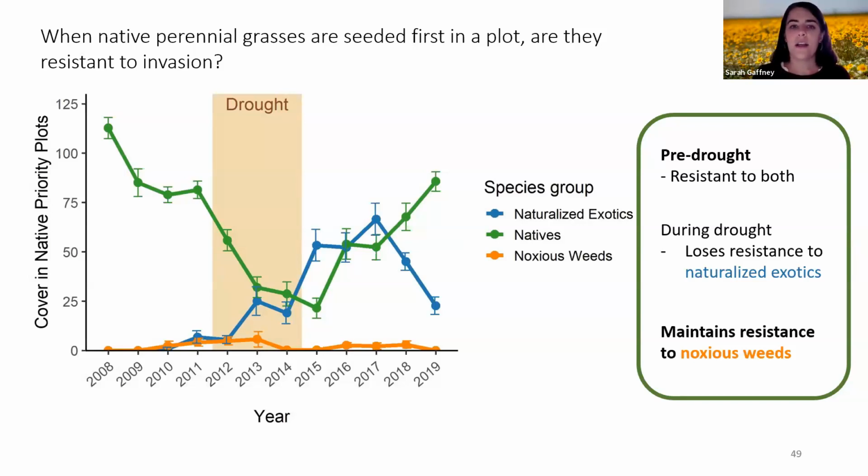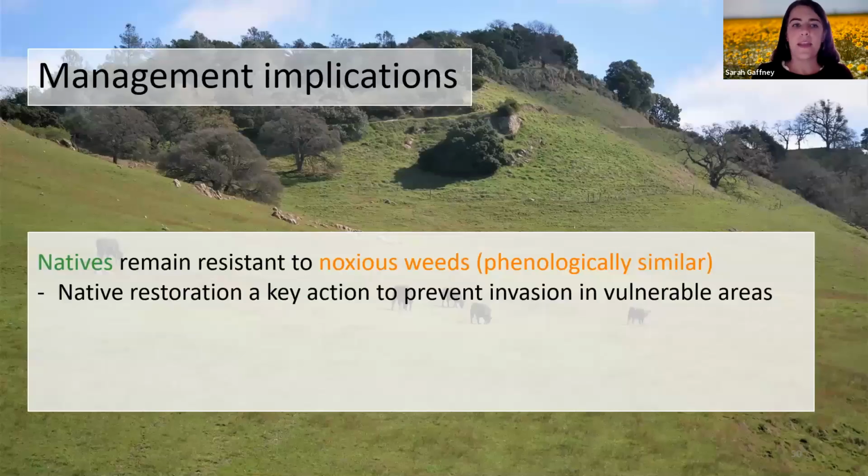And so that really does show that we can do management based off of phenology, so based off of when these different grass groups are flowering. So yellow star thistle, Medusa head, and goat grass are competitive against those naturalized grasses because they're growing when the naturalized ones are all dead. But native grasses can be competitive against that group of noxious weeds.